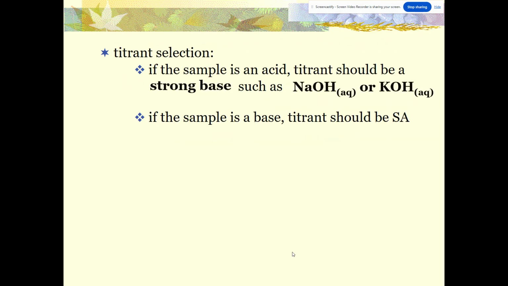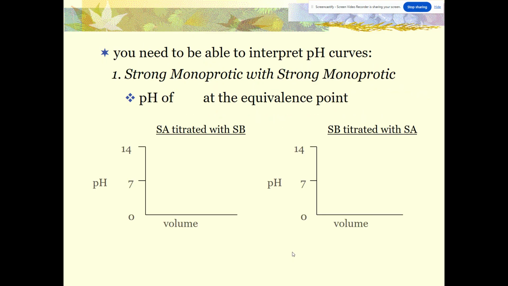Now, you could also be asked which titrant you are going to use. So if your sample is an acid, use a strong monoprotic base such as sodium hydroxide or potassium hydroxide. And if your sample is a base, then use the strong monoprotic acid, HCl. So the pH curves that you need to be able to interpret, first of all, we learned about strong monoprotic acid and base titrations in Chem 20. So this is a review.